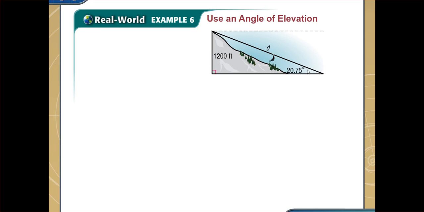Why do we say this is the angle of elevation? Because it's above your eye level. So think about you here, and then you look up. How can we find the length of the cable? In this right triangle, what do we know? We know the angle of elevation, which is the reference angle here, 20.75. We also know the opposite, and we want to find the hypotenuse.